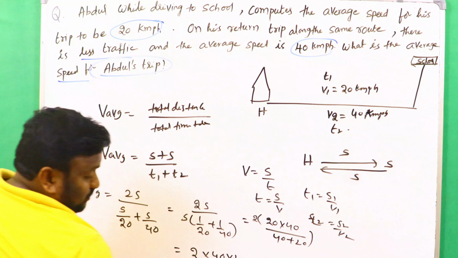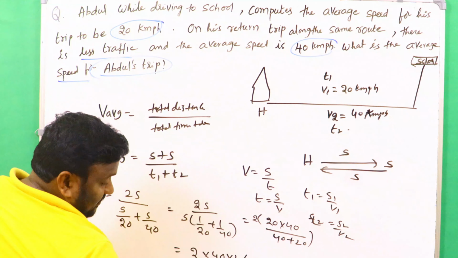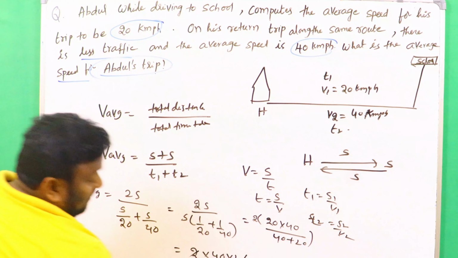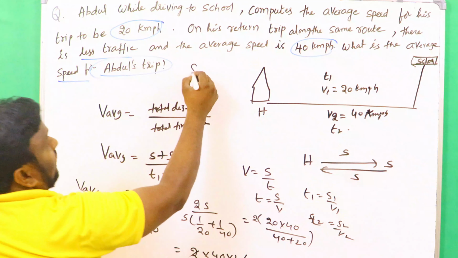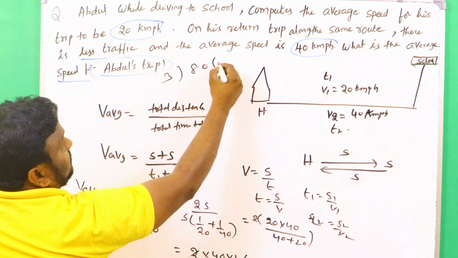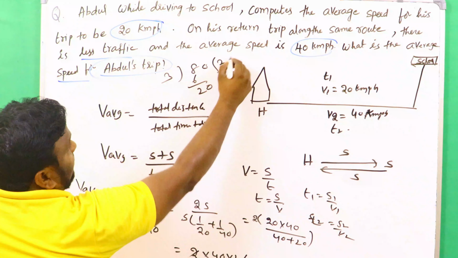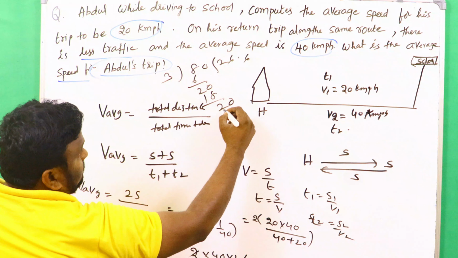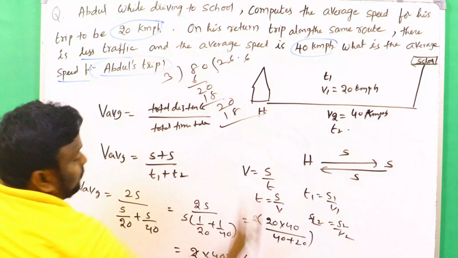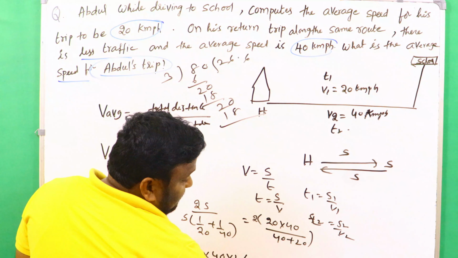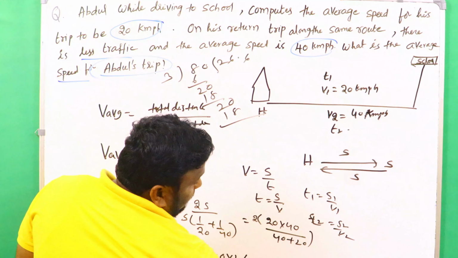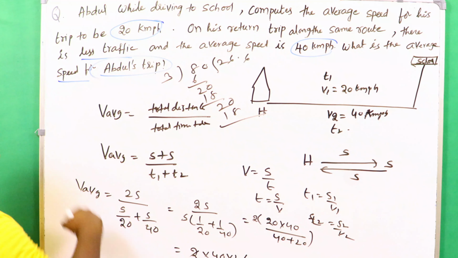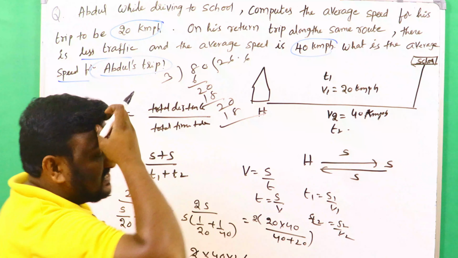So the zeros cancel: 2 ones are 2, and 3 twos are 6. Then we get 80 by 3. Dividing 80 by 3, we get 26.67 km per hour. That is the answer to the question. In this way we have to do the calculations.